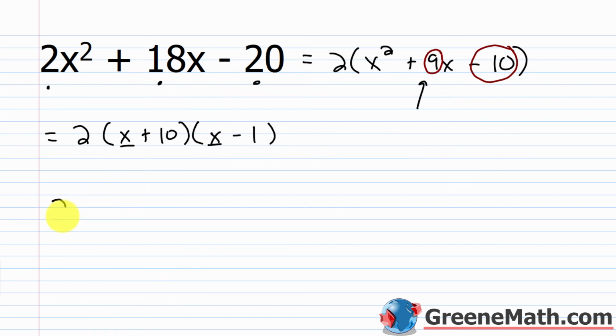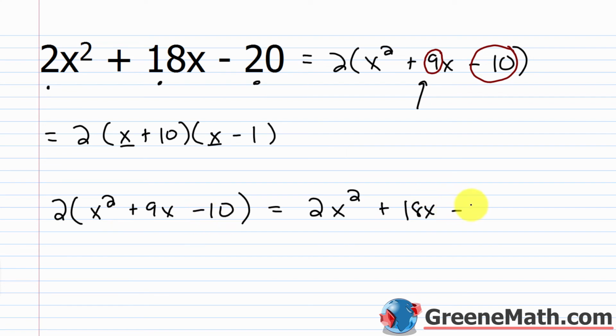So let's go ahead and do x times x is x squared. Outer, x times negative 1 is minus x. Inner, 10 times x is plus 10x. And then 10 times negative 1 is minus 10. If I combine like terms here, I'd have plus 9x. Now let me scooch this down a little bit. And if I multiply here, I'd have 2 times x squared, that's 2x squared. 2 times plus 9x is plus 18x. And then 2 times negative 10 is minus 20. So 2x squared plus 18x minus 20. And that's exactly what we started with.